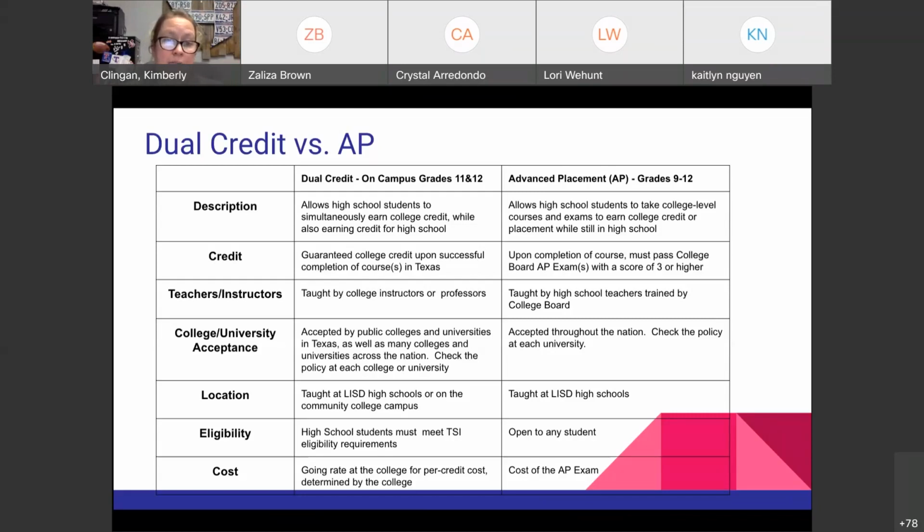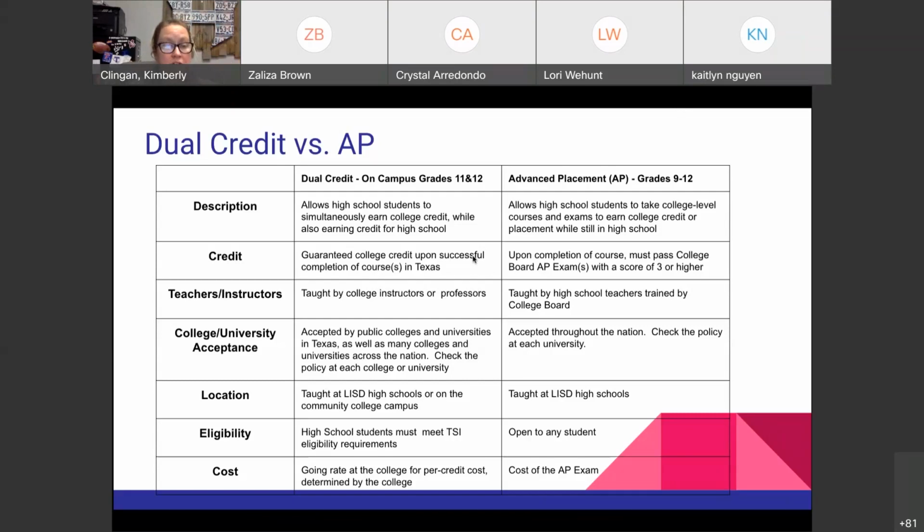Dual credit is taught on campus here through grades 11 and 12. AP we offer to all grades 9 through 12. Dual credit allows students to earn high school credit as well as college credit at the same time, whereas AP allows high school students to potentially earn credit or get placement for college courses while they're still in high school. For dual credit, credit is guaranteed upon completion of the course in Texas, whereas with AP, a student has to take the test and score a 3 or higher to potentially receive that credit. Dual credit is taught by college instructors and professors, where AP is taught by high school teachers who've been trained by College Board.